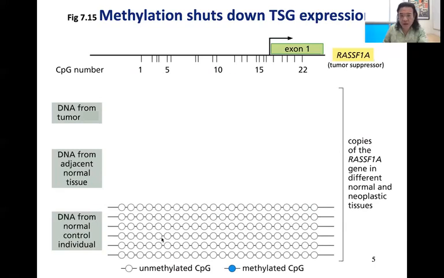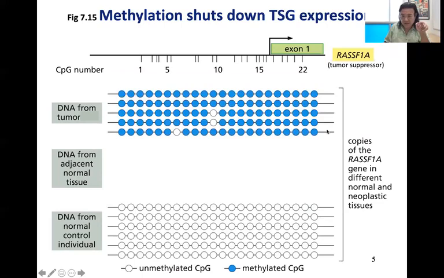In normal control tissue that's healthy, you can see that none of the CpG sites are methylated. They're all white, right? They're not blue. So therefore, this RASSF1 gene can be easily expressed. It makes this tumor suppressor protein that's doing its job and trying to prevent the cell from dividing out of control. Let's look at some samples from a tumor.